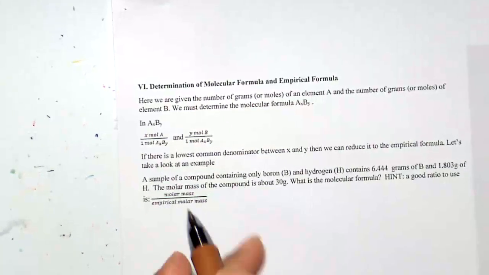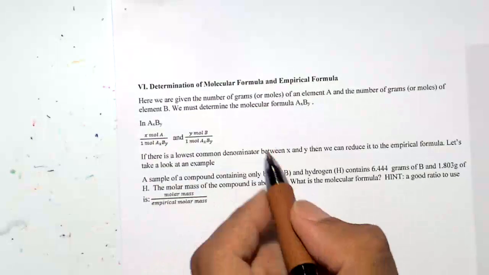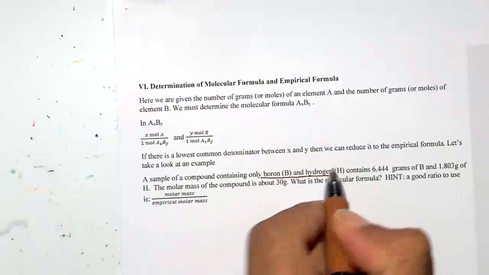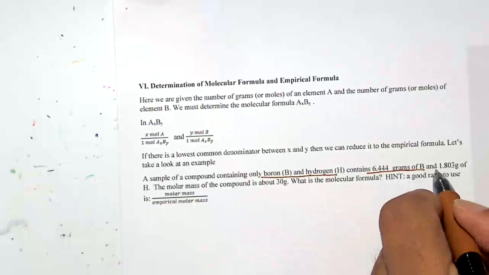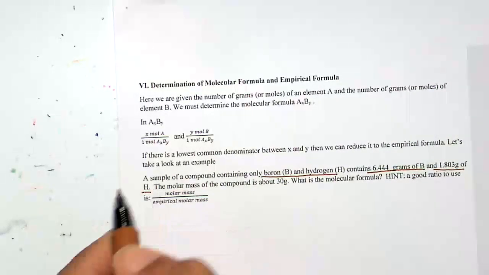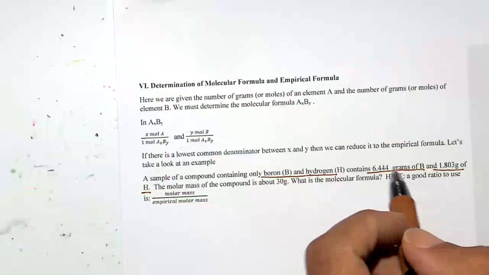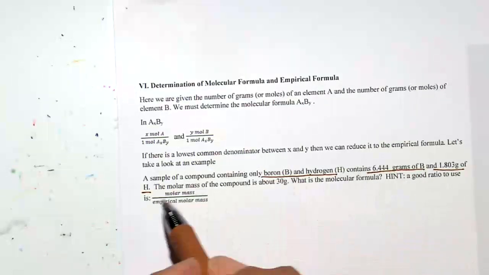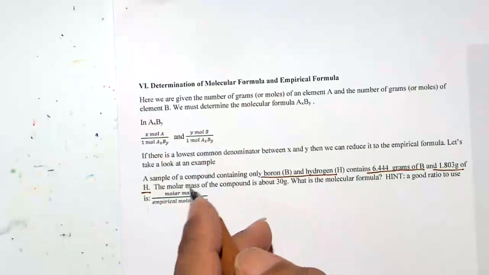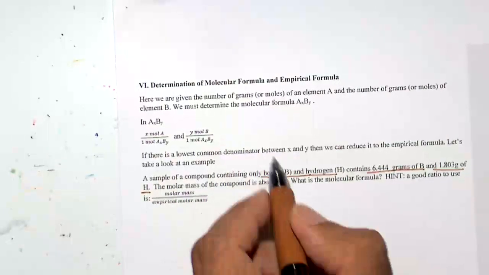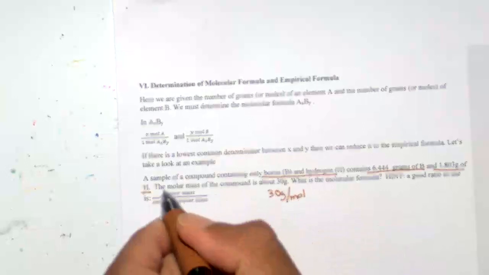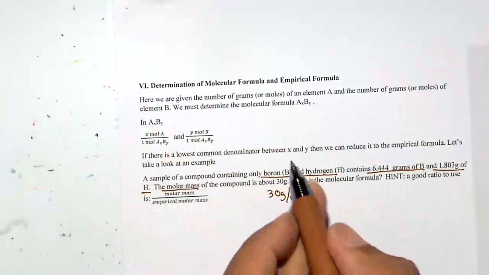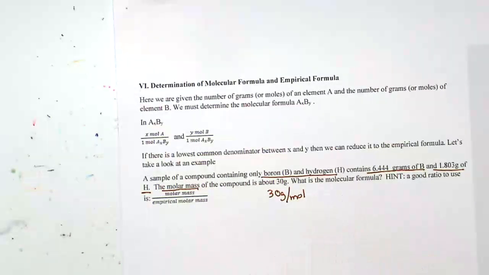All right, here's our problem. A sample of a compound contains boron and hydrogen. It contains 6.44 grams of boron and 1.803 grams of hydrogen. The molar mass of the compound is about 30 grams per mole. What is the molecular formula?